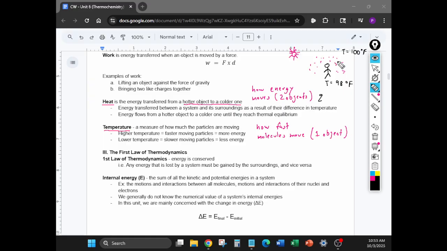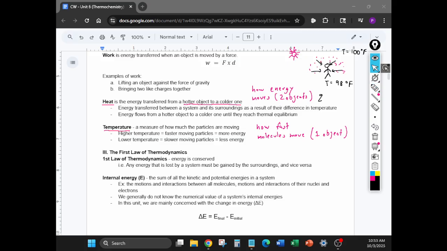So the Q would be the heat, the air temperature giving energy to your body, because the air molecules have more energy than your body. The air will give energy to you, and that's why it feels hot. It's because the air molecules are giving you energy as they collide with your body. So that's basically the difference between T and heat.